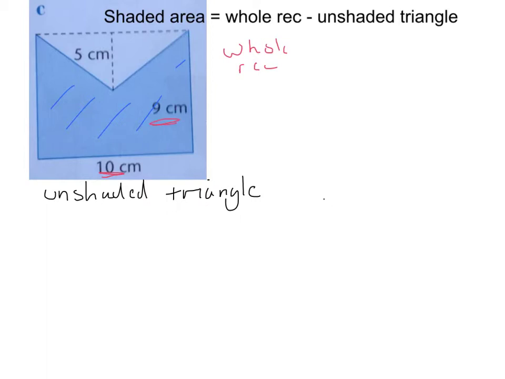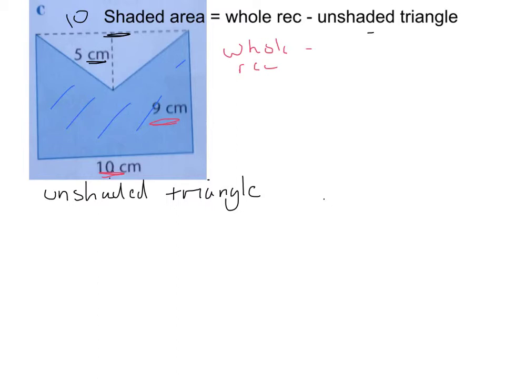And we remove the area of the unshaded triangle. In this case, it's a triangle, and the height would be 5 centimeters. The actual breadth would be 10 centimeters as well, because it's the same line as the one on the bottom here. It's 10 centimeters of breadth. So let's do that quickly.